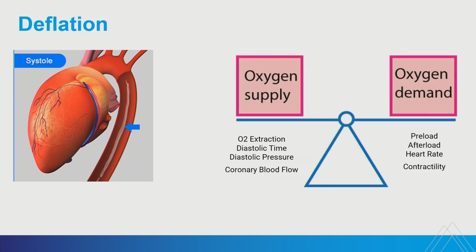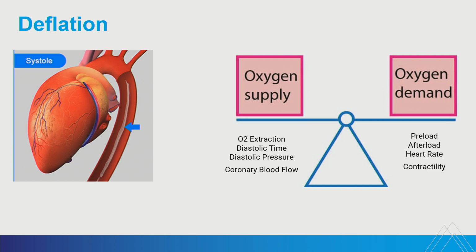When we're talking about oxygen supply and oxygen demand, oxygen supply is controlled by how much oxygen is being extracted, obviously. Diastolic time: the shorter the diastolic time, the less coronary perfusion we're getting. Diastolic pressure: the lower the diastolic pressure, the less coronary perfusion we're getting. And coronary blood flow.